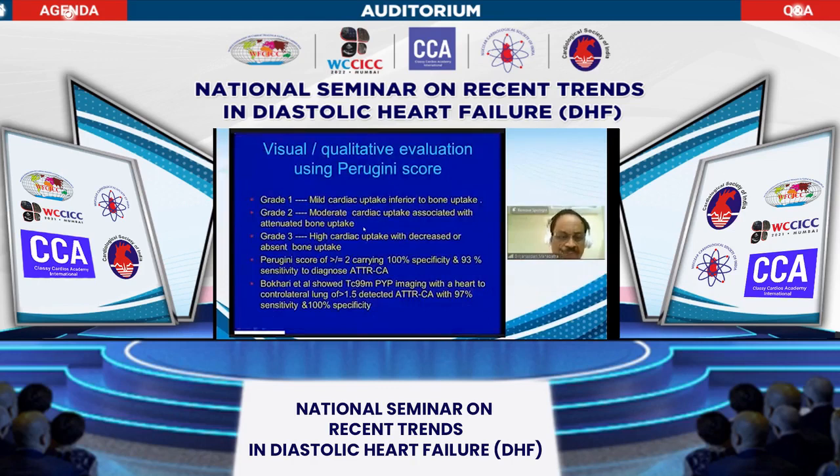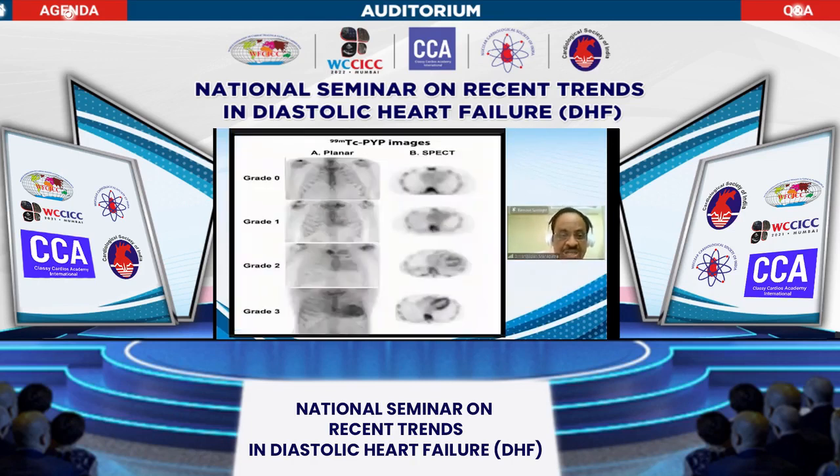Then the Perugini score, as Dr. Prabhu has already told, grade 1, grade 2, grade 3, Perugini score of grade 2 or more has 100% specificity and 93% sensitivity. Bukhari et al. showed technetium PYP imaging with a heart to contralateral lung ratio more than 1.5 detected ATTR-CM with 97% sensitivity and 100% specificity using bone scan agent technetium MDP or technetium HEDP. Here you can see the grading, grade 1, grade 2, grade 3, that grade 1 is 0.